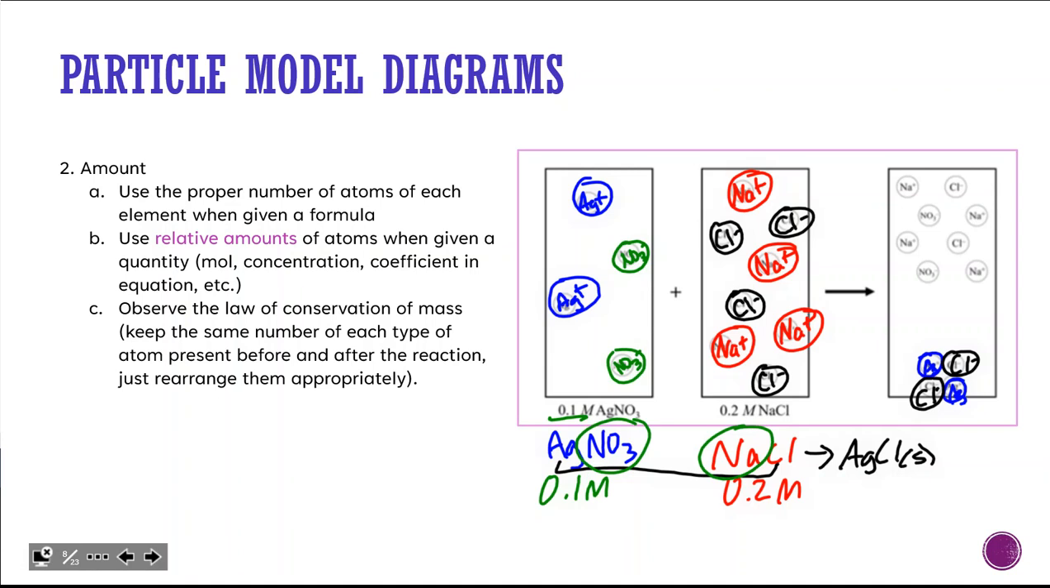The sodium and the nitrate are spectating. So you should find all of those up here. You should have 2 of the nitrates, which we do. We have 2 of the nitrates. And then we should have 4 of the Nas, which we do.